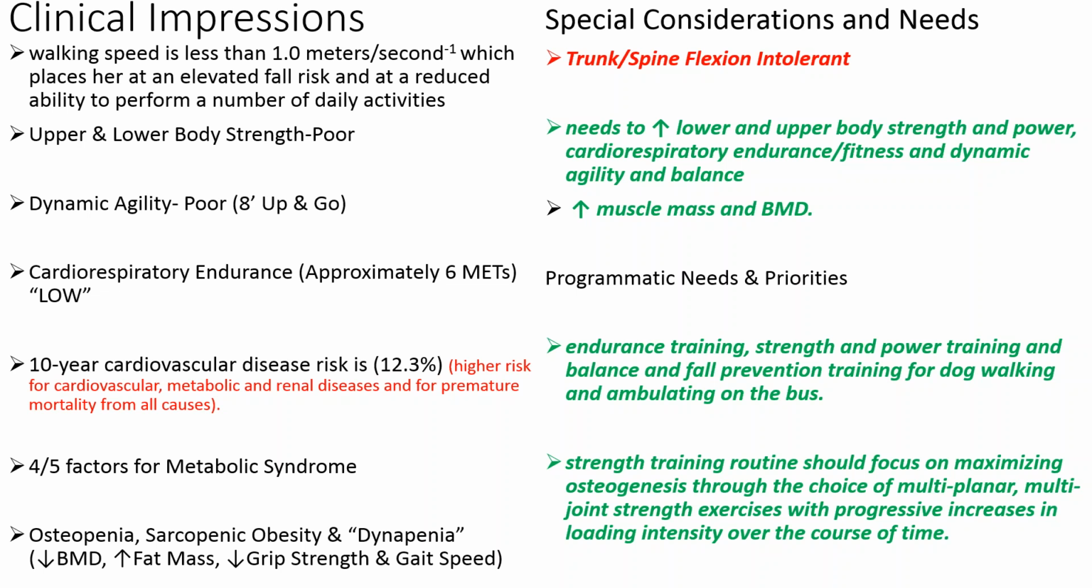As you see on the left, her 10-year atherosclerotic disease risk is fairly high. That's 12.3%. And it puts her at a higher risk for not just cardiovascular disease, but all metabolic disorders and renal disease and premature mortality. So we want to help her to improve her profile overall.